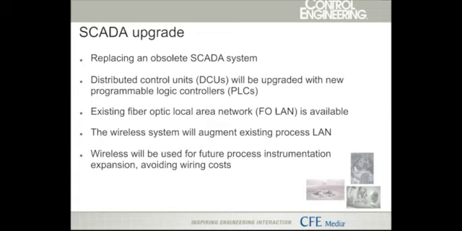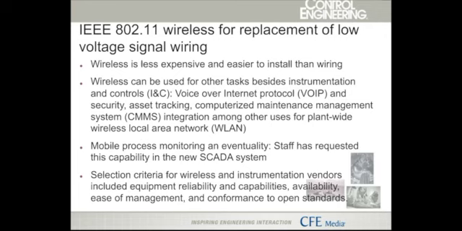new DCUs upgraded with new PLCs, existing fiber optic local in the plant we'll be using. And the wireless system will connect to and augment that existing Ethernet fiber optic LAN. And we plan on using wireless for future process instrumentation expansion, and that will avoid quite a bit of cost in wiring the sensors.